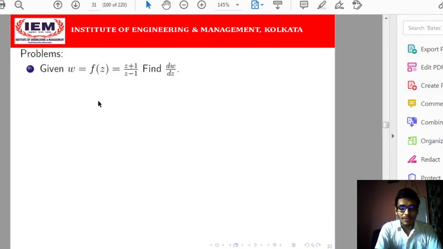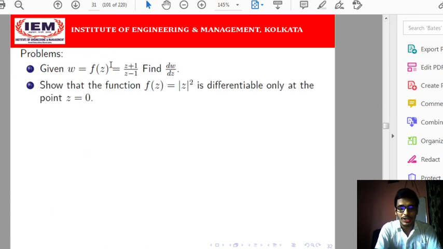So I've given some problems for you to solve. If f(z) is this, you need to find dw/dz, so you can use the quotient rule here. Now you need to show that f(z) = |z|² is differentiable only at the point z = 0. So only at the point z = 0 means you just need to use the definition. And by using the definition, you need to show that the function will not be differentiable at any other points apart from z = 0. First you need to show that. Then you need to show that it will be differentiable if we take the value of z as 0 only.